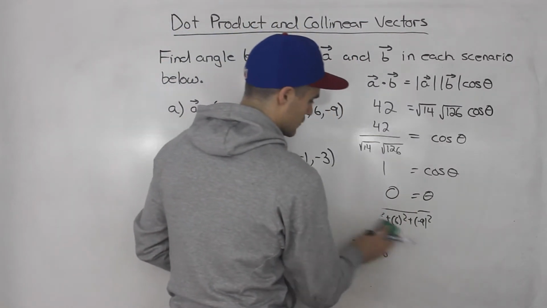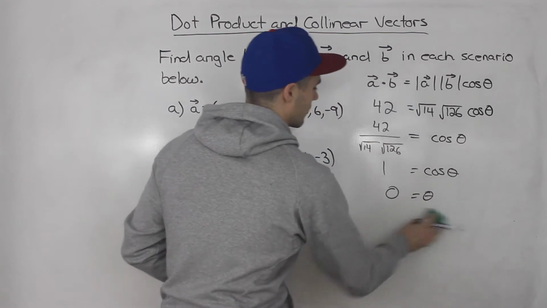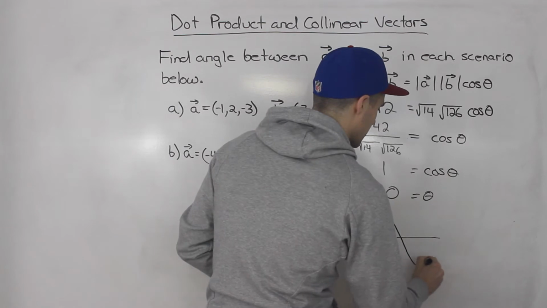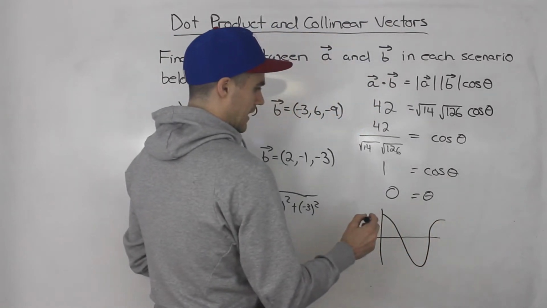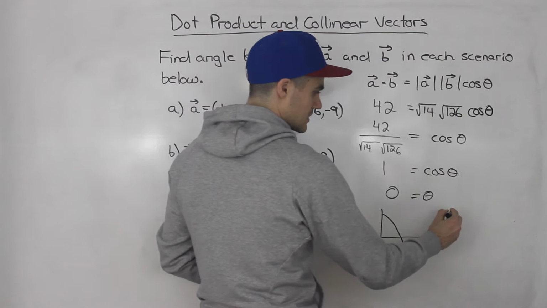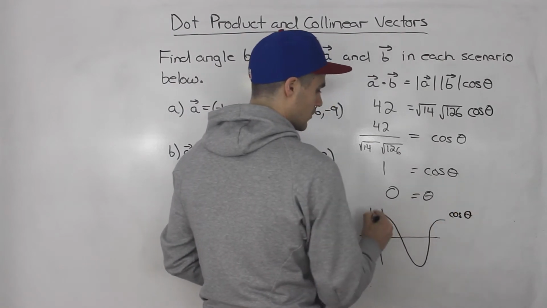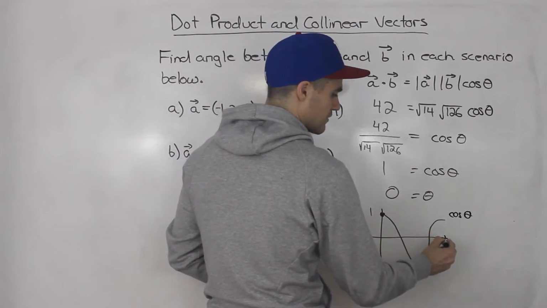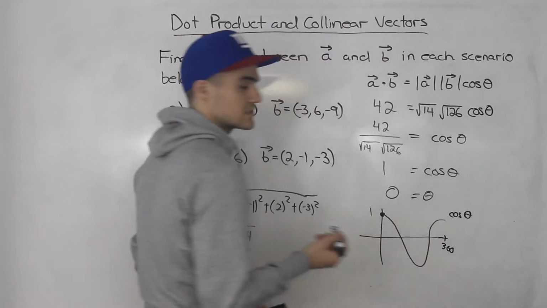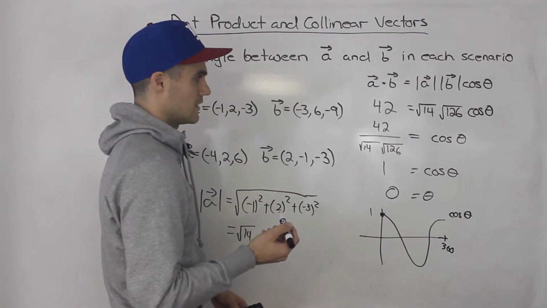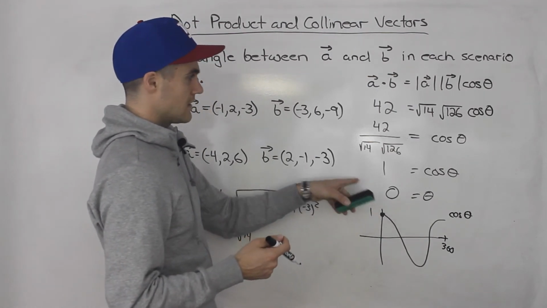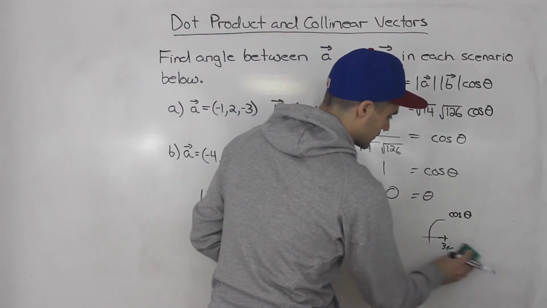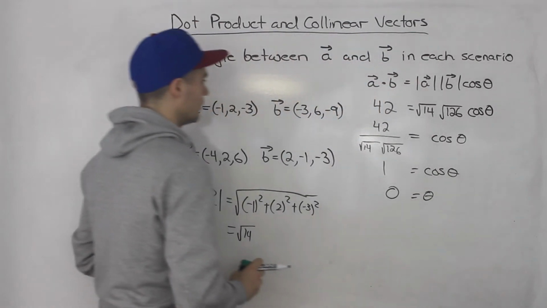And that makes sense if you remember the cos graph, which basically starts up here. This is the cos theta graph. When does cos equal 1? Well, at a theta value of 0, or a theta value of 360, but we usually take the smaller degree. So the angle between these two vectors is 0. And that also makes sense because if you look at the vectors, they are collinear.